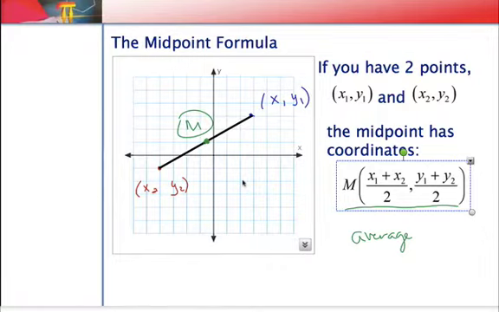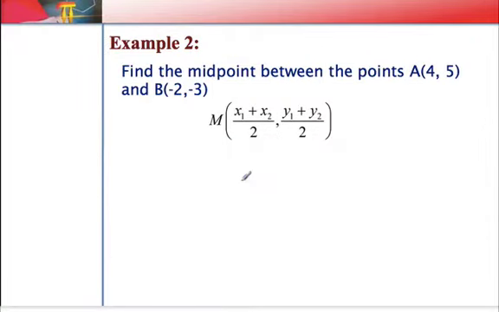So let's do an example. Let's find the midpoint between points A, 4, 5, and B, negative 2, 3. So again, let's start by writing our coordinates and labeling them. A was at 4, 5, so we're going to call that x1, y1. And it really doesn't matter if you label them opposite of B. You could have made B x1, y1 and A x2, y2. It doesn't matter.